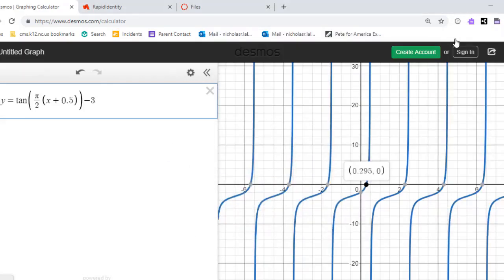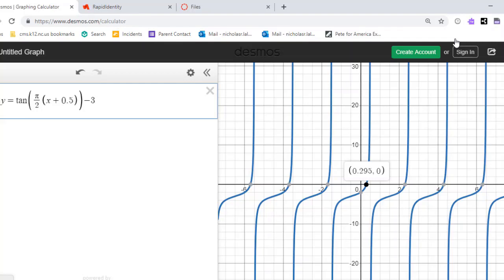So the answer is, you're going to be given a graph, and then you're going to have to match up an equation that goes with the graph. So this is an example of identifying a key feature of the graph, the x-intercept, to make sure that the equation that you plug in and graph matches up with the equation that you're seeing.